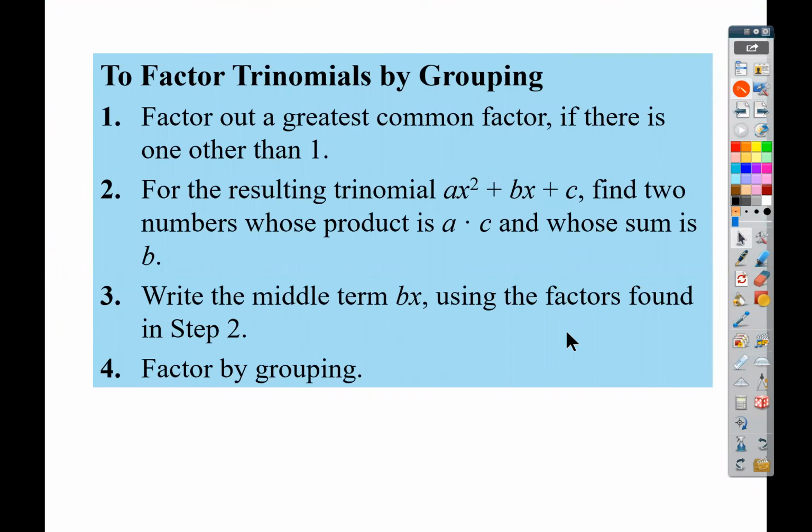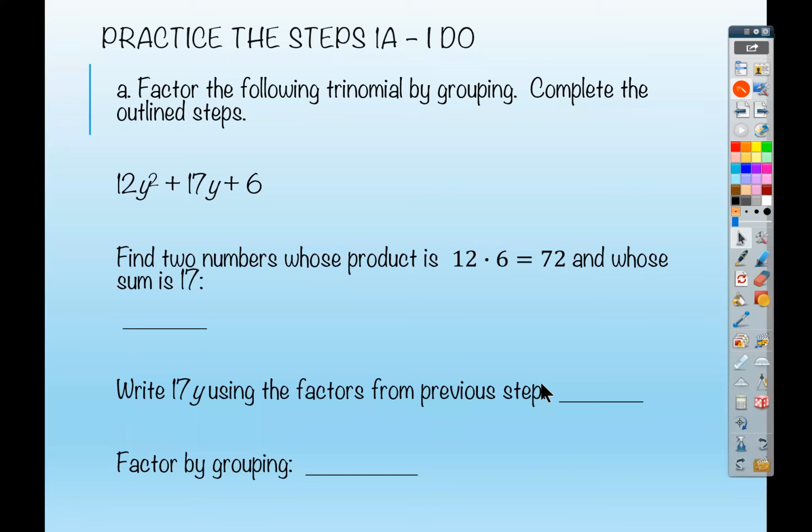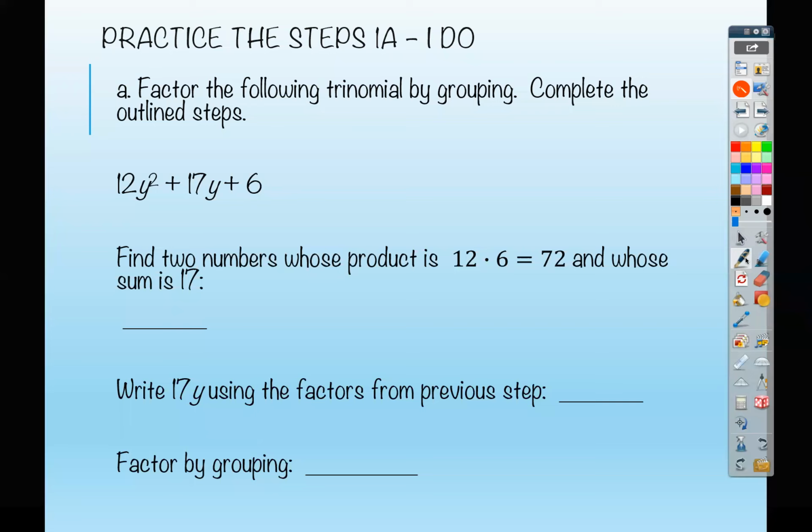To factor trinomials by grouping, factor out the greatest common factor if there is one other than 1. For the resulting trinomial ax squared plus bx plus c, find two numbers whose product is a times c and whose sum is b. Write the middle term bx using the factors found in step 2 and then continue factoring by grouping. So, factor the following trinomial by grouping, complete the outline steps. So here are the step-by-step instructions.